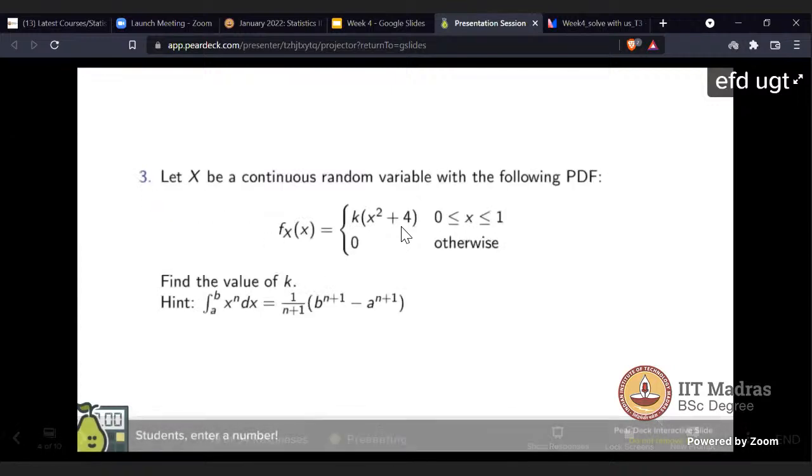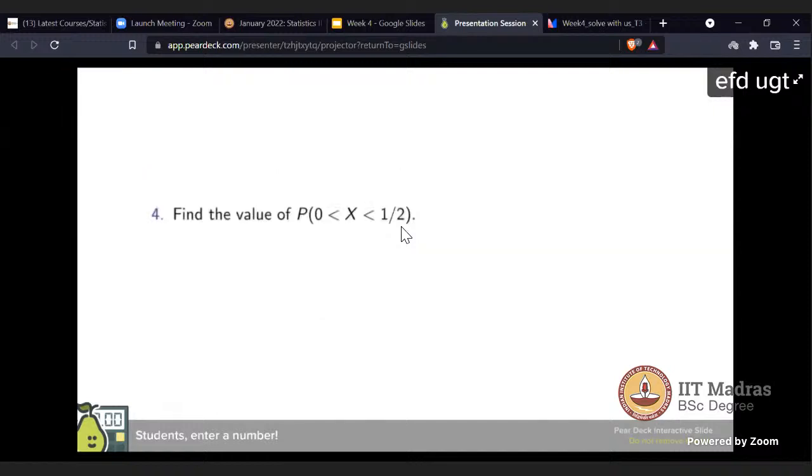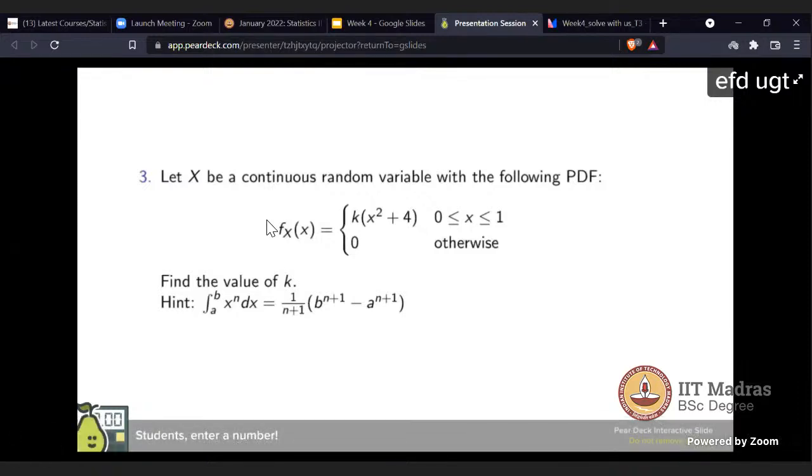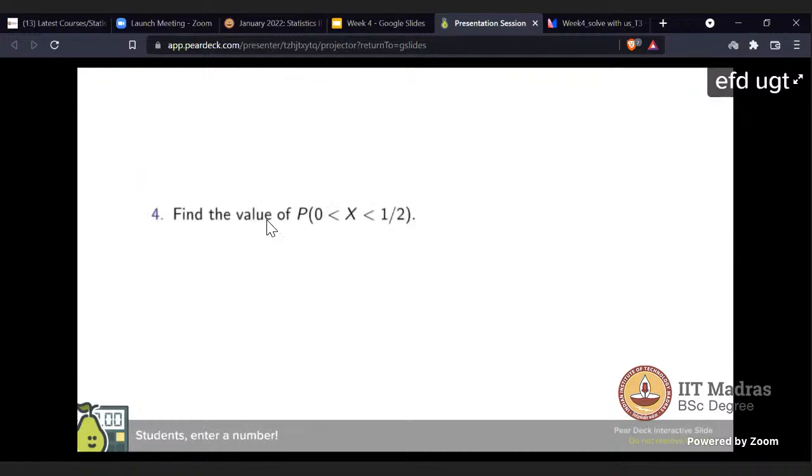From the same question, you now have to find the value of the probability such that x lies between 0 and half. You have to use the same PDF, so you can write down the PDF formula. And you have to find the probability of X lying between 0 and half.